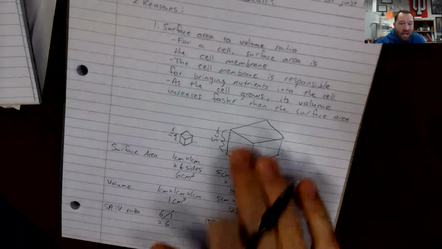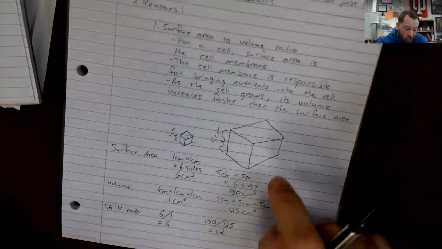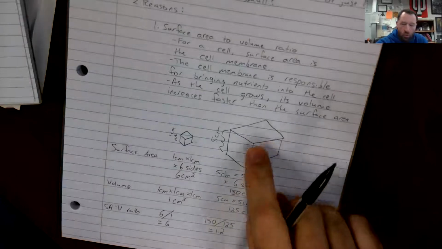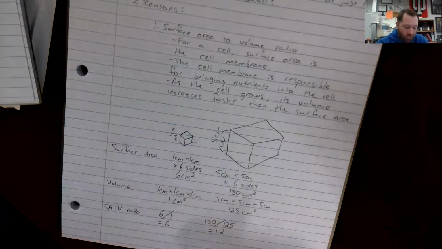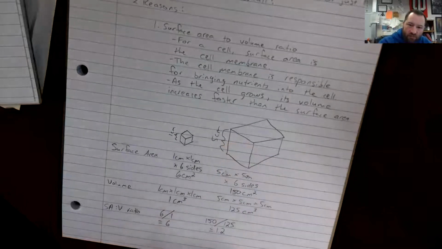Now, all that said, there are some advantages to being a really large cell, to having a very large volume. You can do a lot more work. You can get a lot more accomplished if you're a large cell. A lot more energy can be expended.